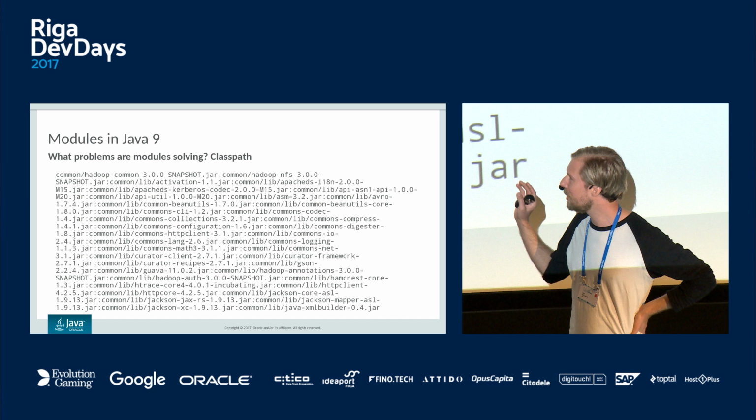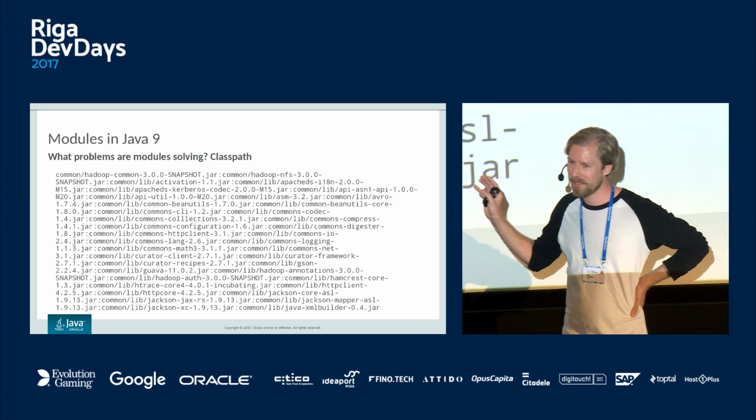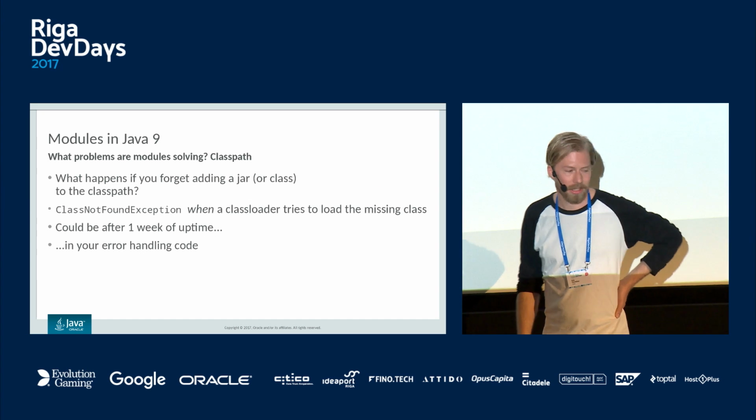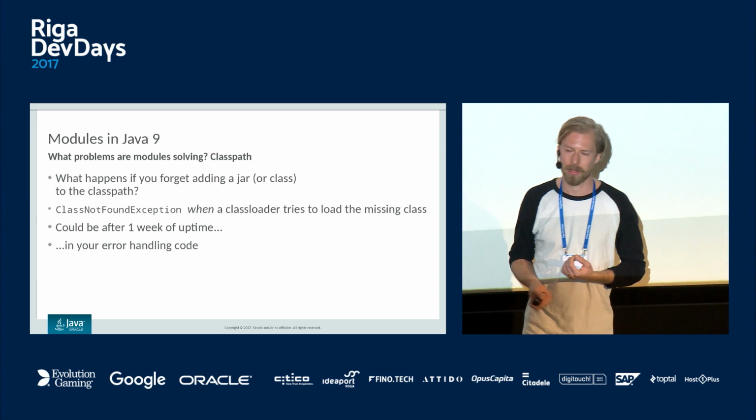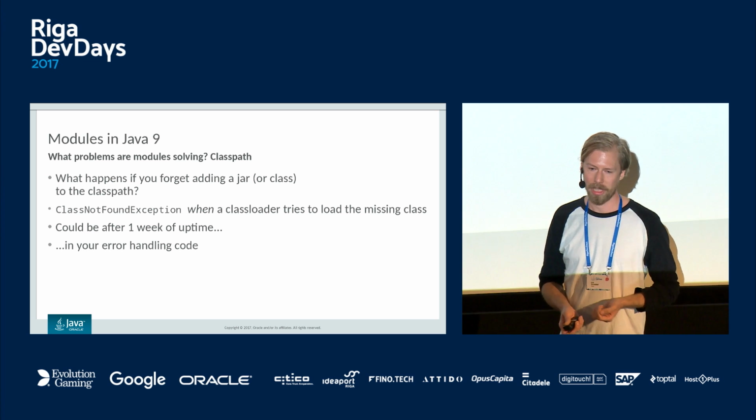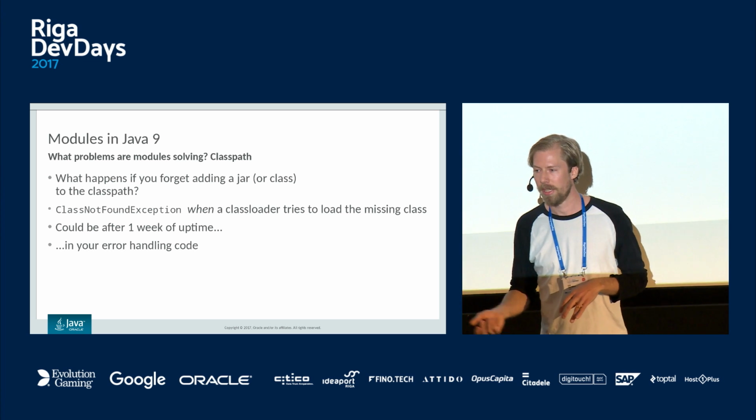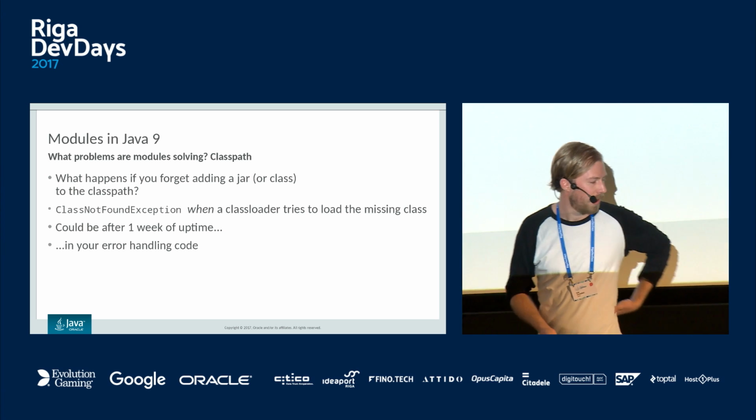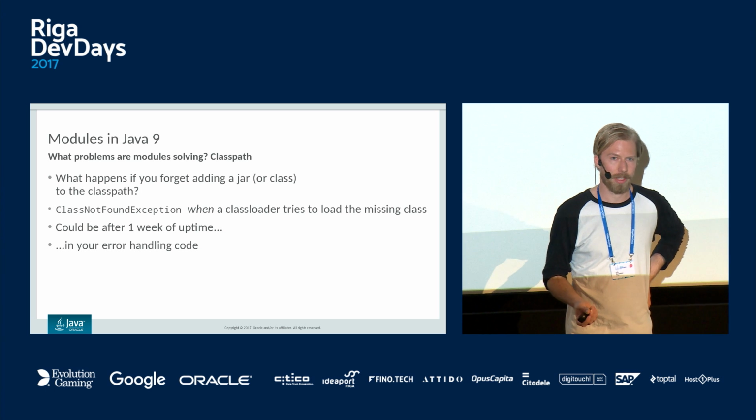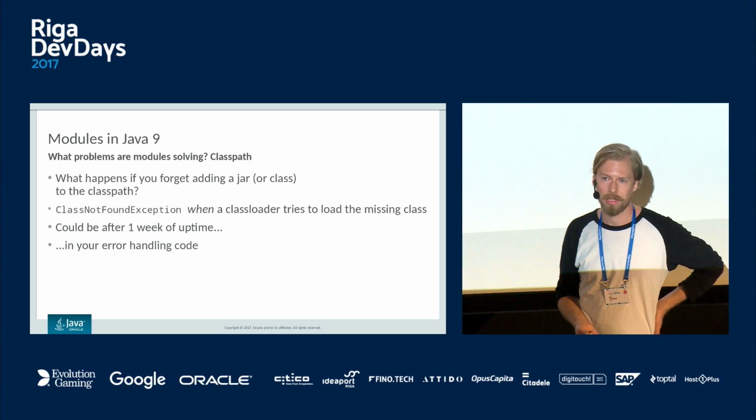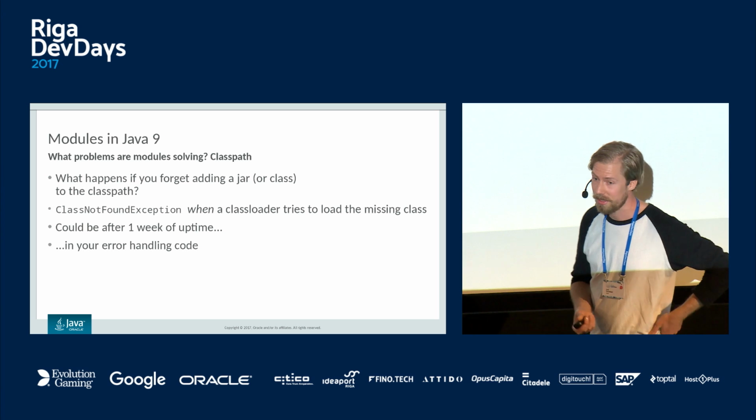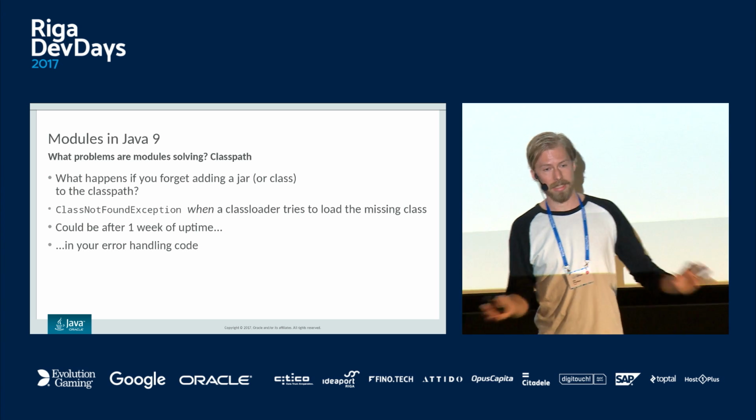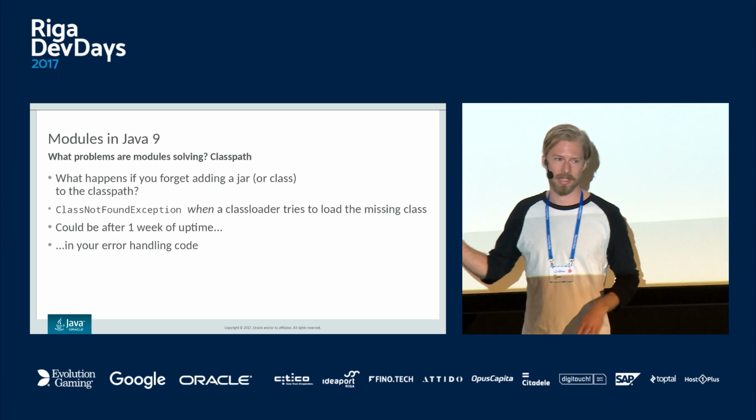And now it becomes a little bit harder to try to figure out if there is any conflict in here when loading classes. And it's not only that. What happens if you forgot to add a jar to the class path? Maybe someone made a typo in the Maven POM, or someone mistyped in the Gradle build configuration. You will get a class not found exception when the class loader tries to load the class. And this is done lazily and dynamically, so it could happen after 1 week of uptime in that error handling code. This is not a nice surprise.